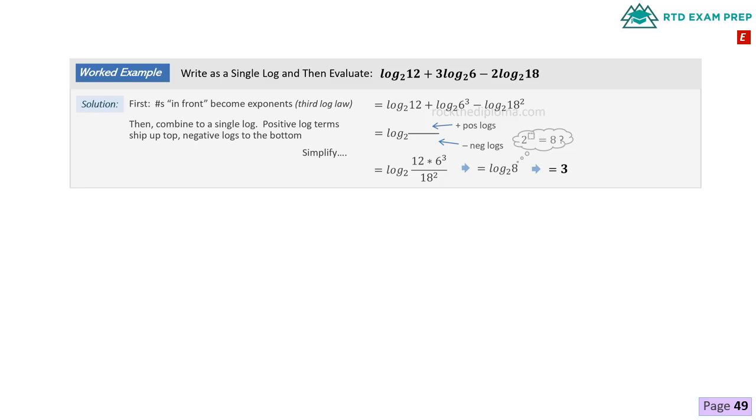on the 6 in the next step, and the 2 in front of log base 2 of 18 becomes the exponent on 18. Then, because there are two positive terms and one negative term, we see two factors in the numerator, the 12 and the 6 cubed, and one factor in the denominator, the 18 squared. 12 times 6 cubed divided by 18 squared becomes 8, and now our logarithmic term is much simpler. The log base 2 of 8 is 3 because 2 cubed equals 8.